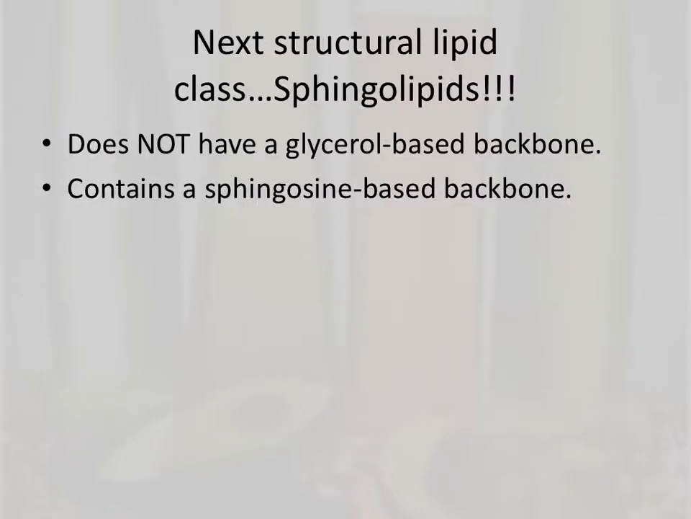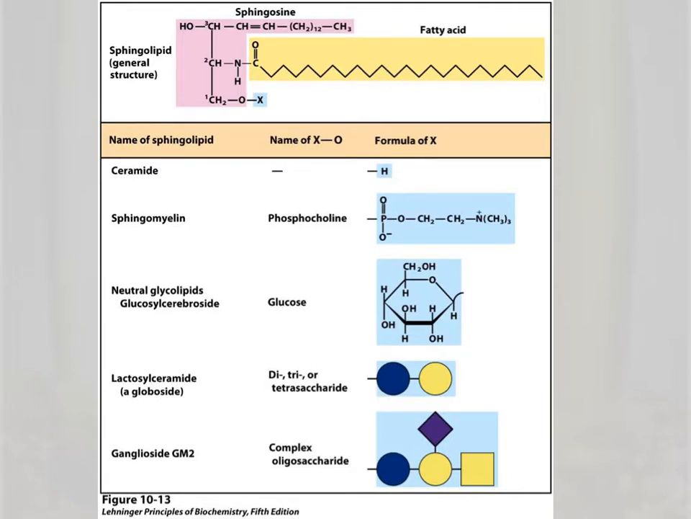Okay. Next up are the sphingolipids. Sphingolipids are cool. They do not have glycerol for their backbone. It has sphingosine. I'm sure everyone knows what sphingosine looks like. Ha ha ha. I wouldn't ask you to memorize it. That in the pink is sphingosine. You can see it kind of looks like glycerol. So you can see why it would be utilized in the membrane.